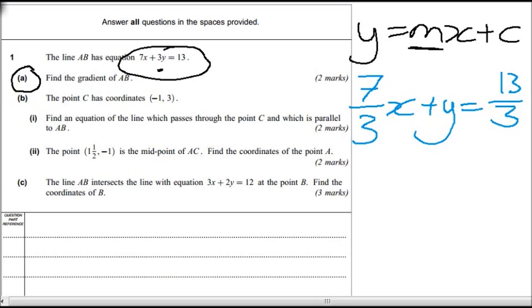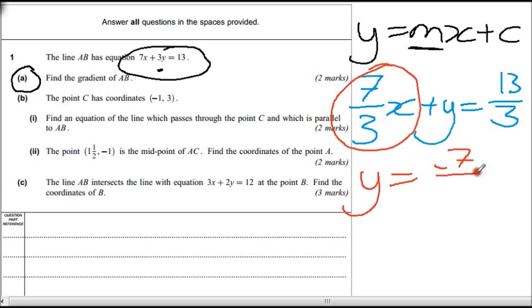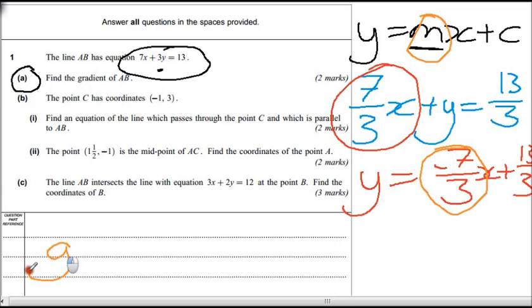And then the next thing you can do is take away this 7 over 3x there to get yourself y equals minus 7 over 3 x plus the 13 over 3, because you're taking it away from both sides, and the 13 over 3 stays exactly the same. And then you can see it straight away. You've got that m there, which is your minus 7 over 3, and that's your answer. All you have to put there is gradient equals minus 7 over 3.